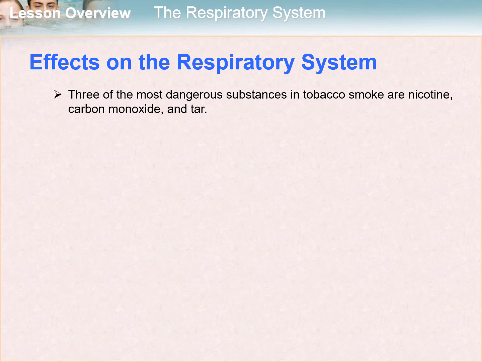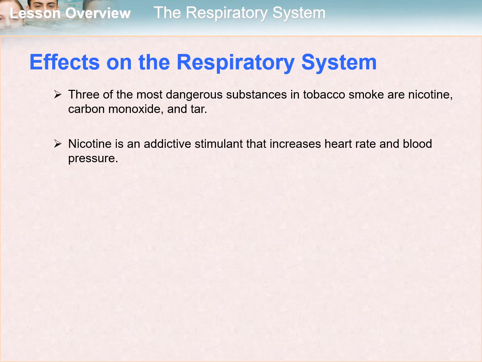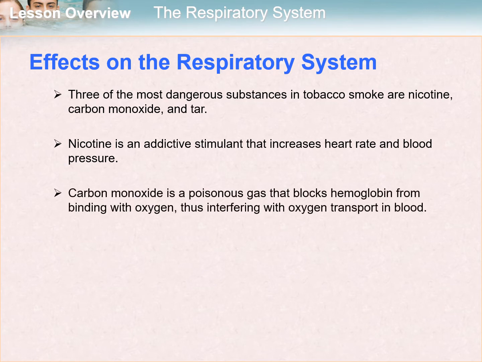Now, what are these three substances? Nicotine is an addictive stimulant that increases heart rate and blood pressure, while carbon monoxide is a poisonous gas that blocks hemoglobin from binding with oxygen, thus interfering with oxygen transport in blood. And tar contains at least 60 compounds known to cause cancer.